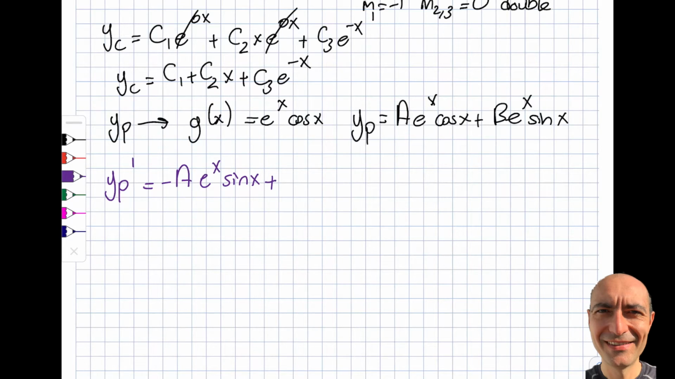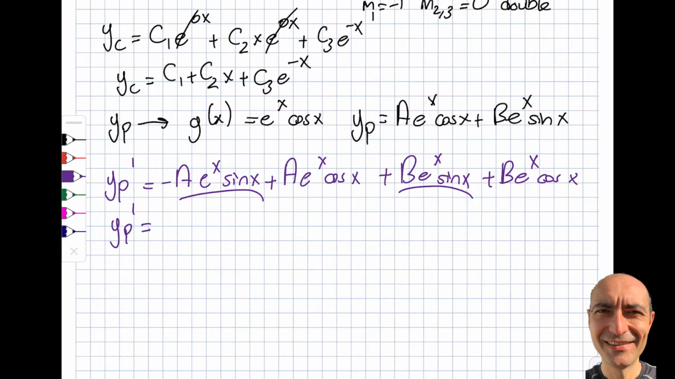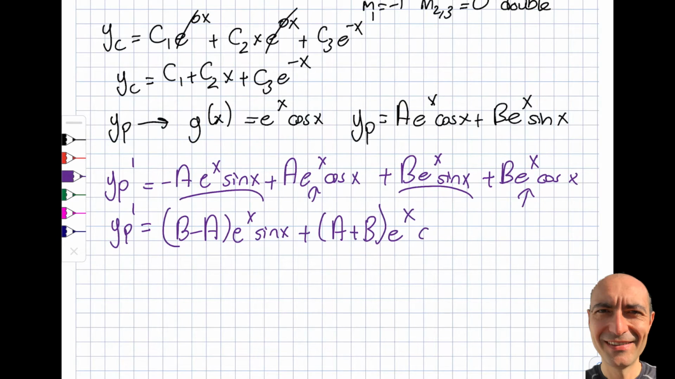And the derivative of e to the x is, well, itself, just like I said, plus b e to the x sine x plus b e to the x cosine x. And you can see that I can combine two terms. I see here sine x, so you can see b minus a e to the x sine x plus, same logic I have here and here, right? Cosines can be combined, so I get a plus b e to the x cosine of x.